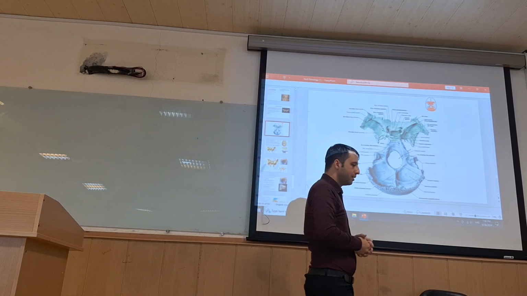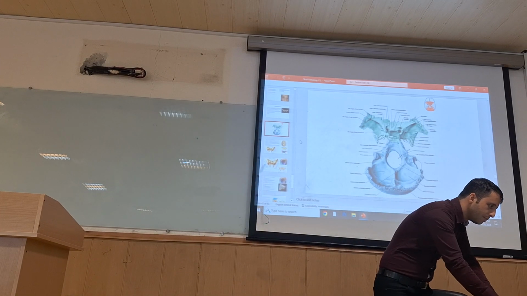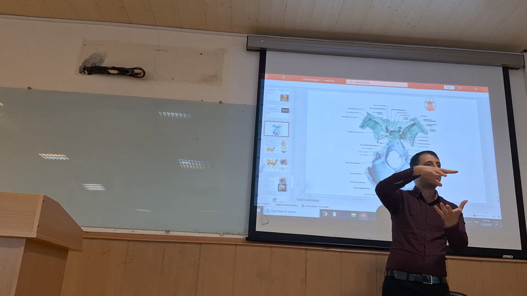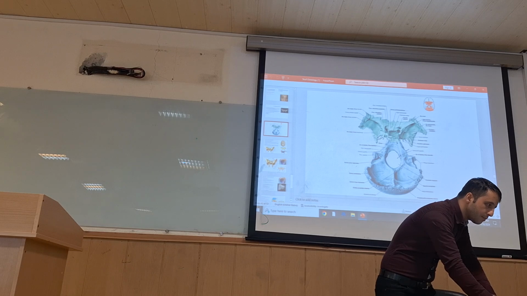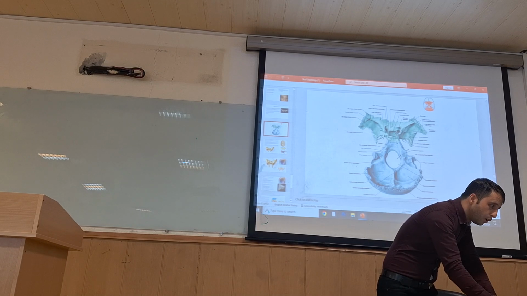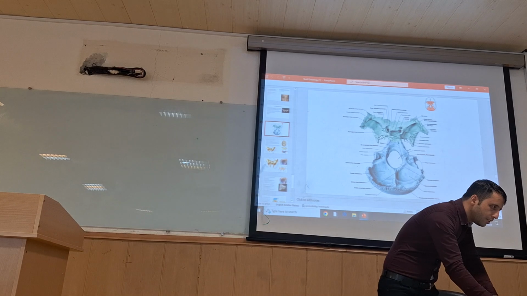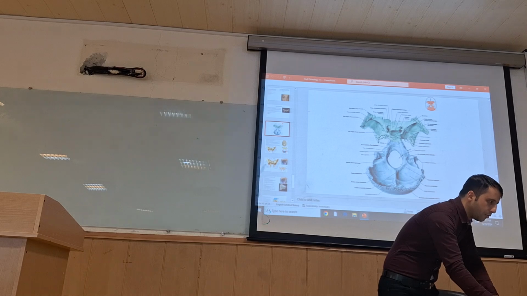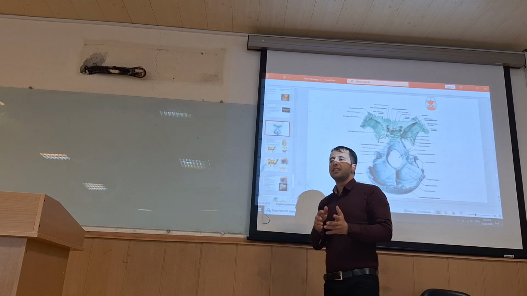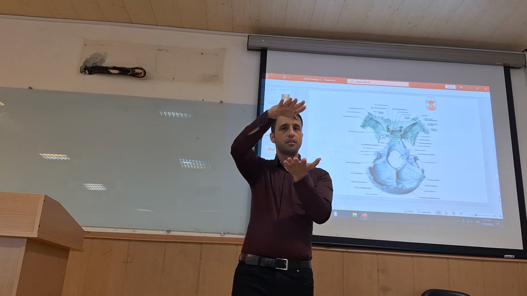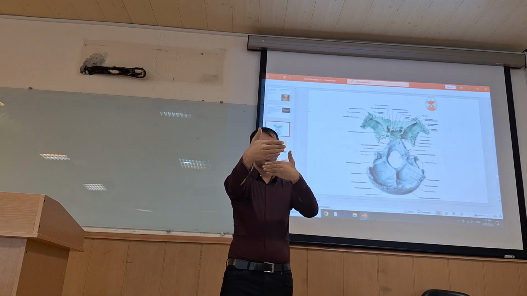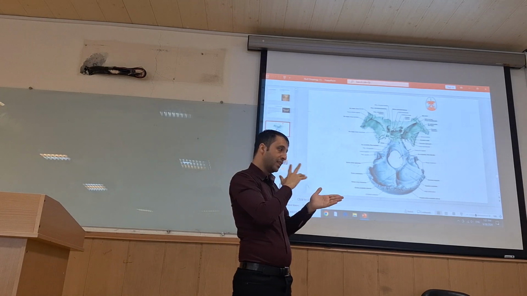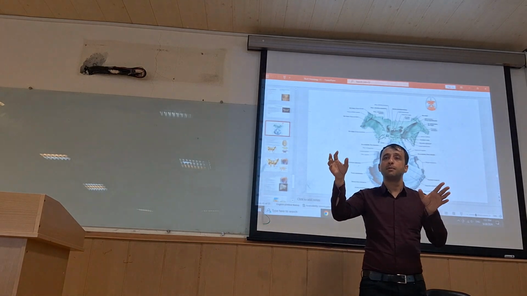The first, the body. As you can see, here is the superior view of the base of the skull. In the superior view, you can see the sphenoid, and here is the occipital bone. It is the body here. They are the lesser wings of the sphenoid, two lesser wings, and they are the greater wings of the sphenoid. The body has 6 surfaces: superior surface, inferior surface, anterior, posterior, and 2 lateral surfaces. Every surface has its specific features.